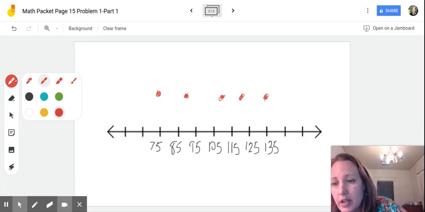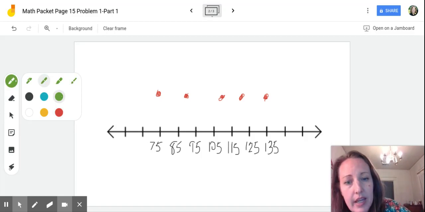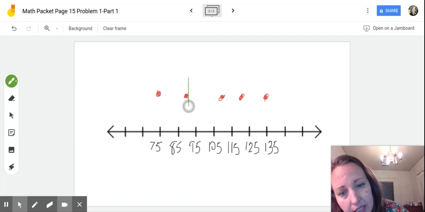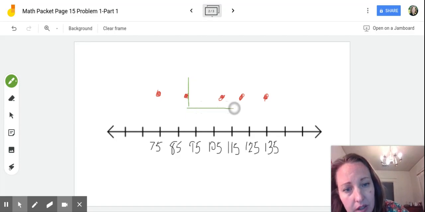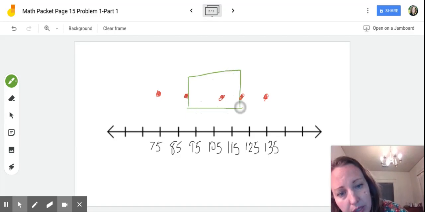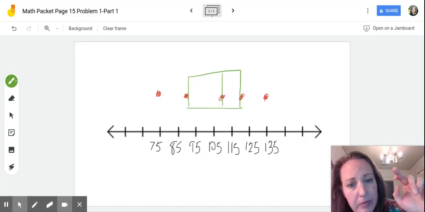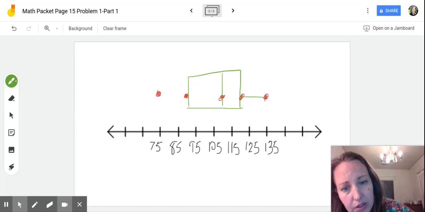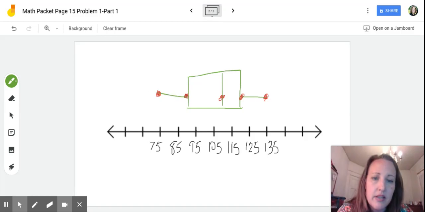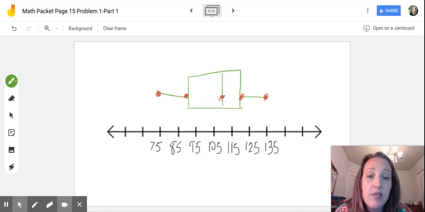I'm going to change my color. And I remember that I need to put a box around these 3 middle points. It's kind of wonky, sorry about that. Then I put a line where my median is, and then I draw my whiskers. It's not the nicest looking box and whisker plot we've ever seen in our lives, but it is completely adequate, right? So we did letter A.